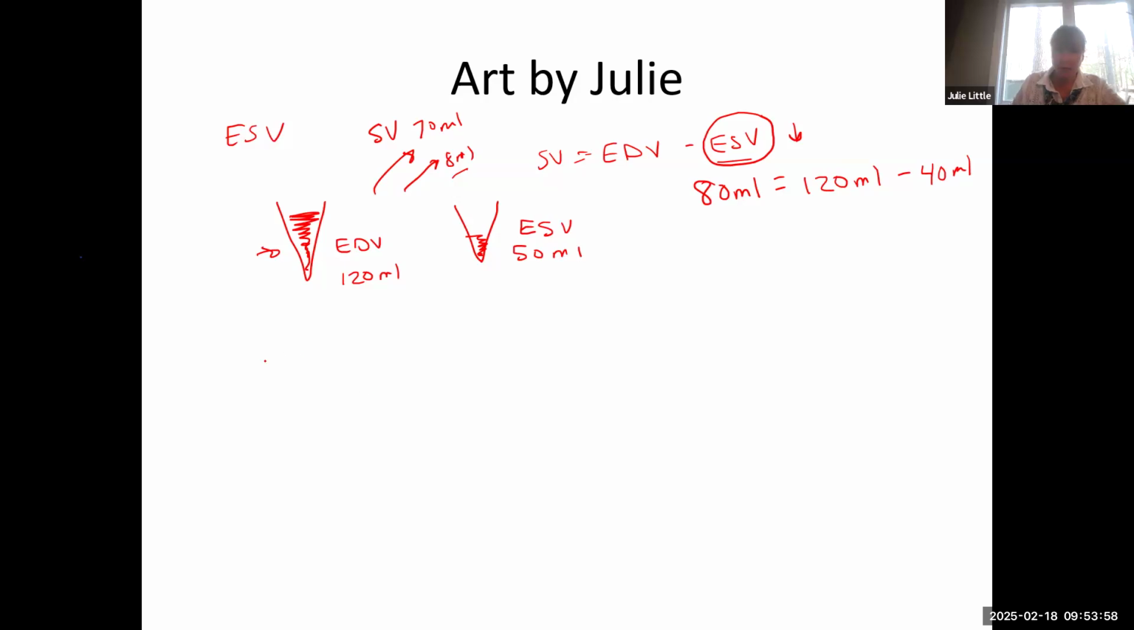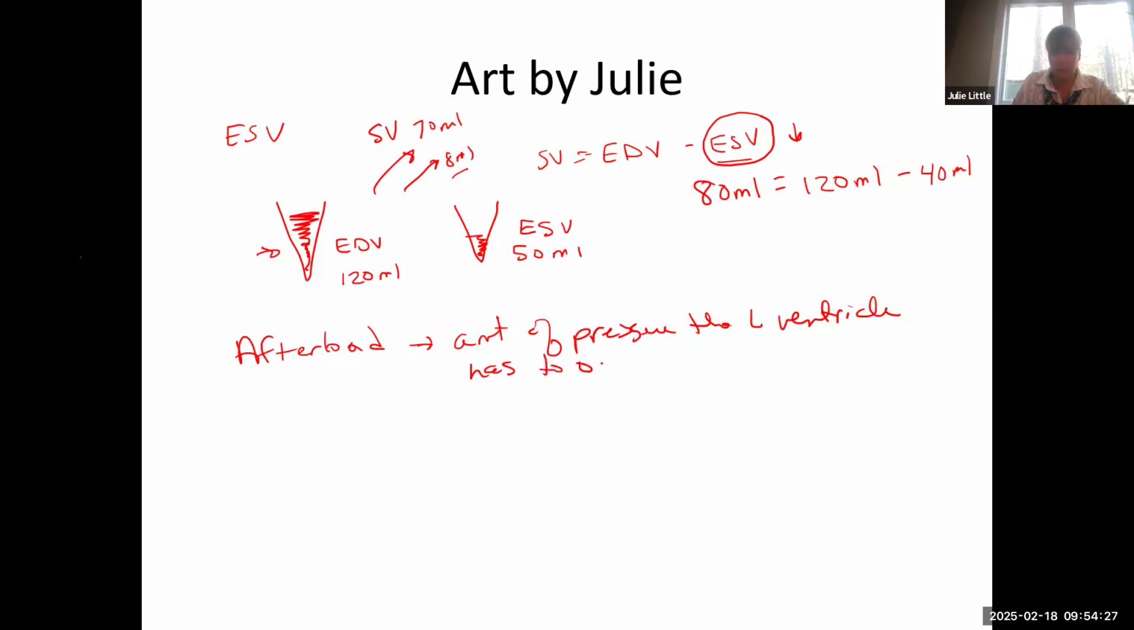Okay, now when it comes to afterload, this afterload concept is super important to understand on how our blood pressure affects our heart health. And this is where I definitely will focus just on the left ventricle. Afterload is the amount of pressure the ventricle, and I'm going to put the left ventricle, has to overcome to eject blood into the aorta.